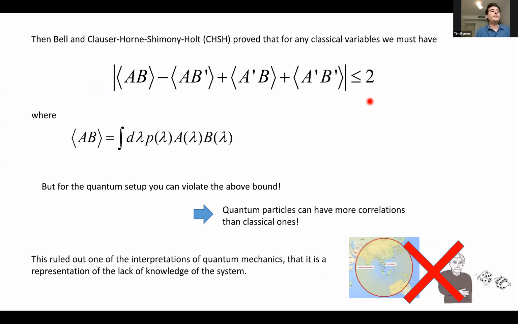And what we're going to see is that with quantum mechanics, it's actually possible to break this bound. So it's possible for this left-hand side to be bigger than this value of 2. And that eventually shows that quantum mechanics certainly does not follow this kind of hidden variable rule, and essentially shows that there are more correlations in a quantum system than in a classical system. But okay, we can talk more about that next week.